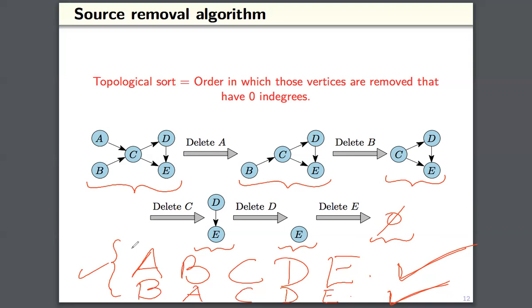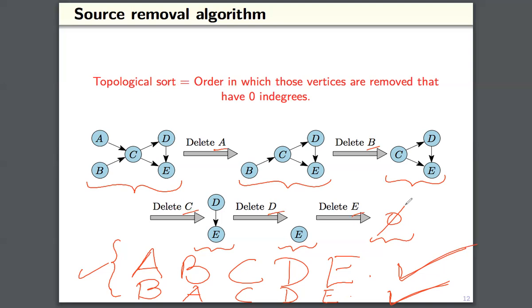Whenever the in degree is 0, delete that vertex. The order in which you are deleting the vertices will be the topological order. Done. What is the intuition behind it? Think about it. In degree 0 means what? There are no constraints. There are no prerequisites to satisfy that particular course, right? So here in degree 0 for A and B means that there is no prerequisite for A and B. So you can take that course.